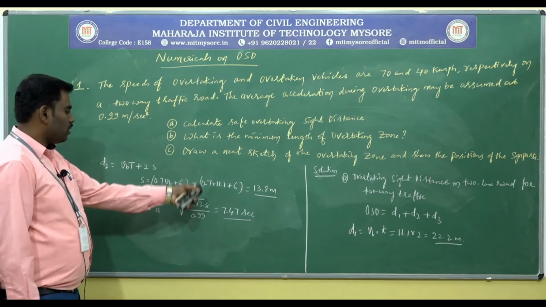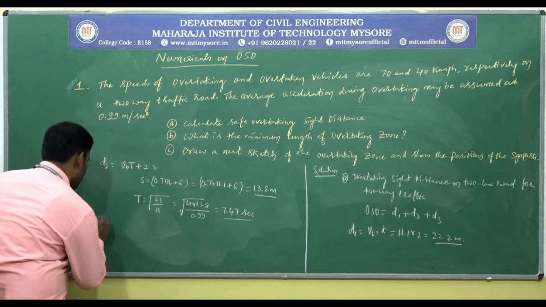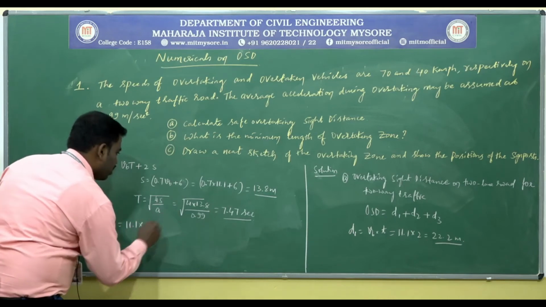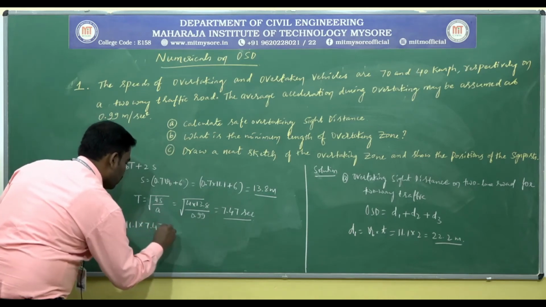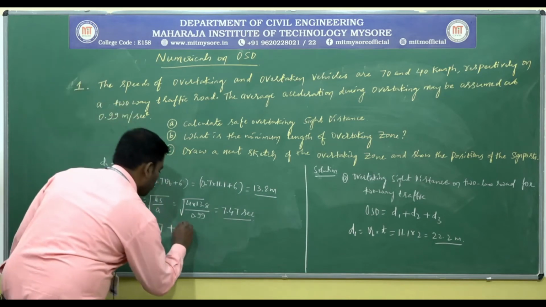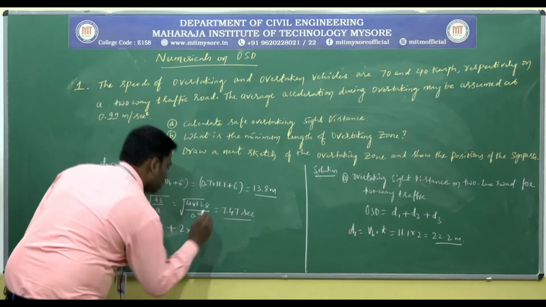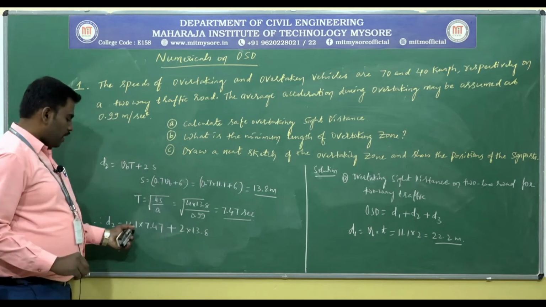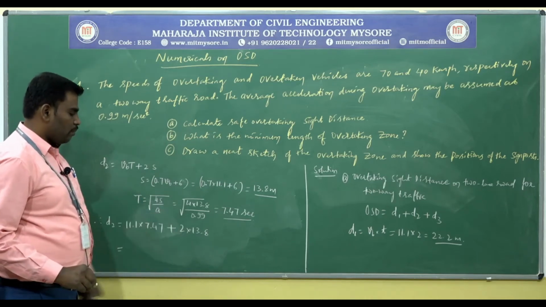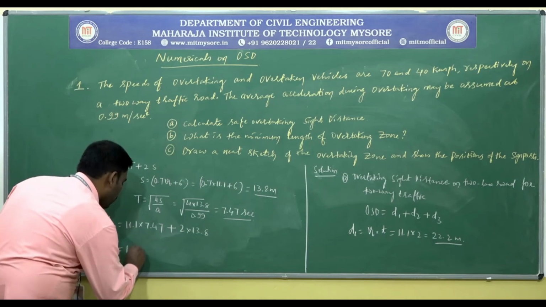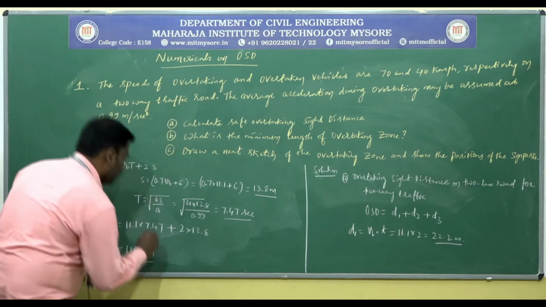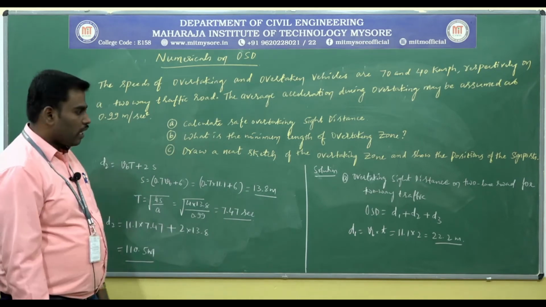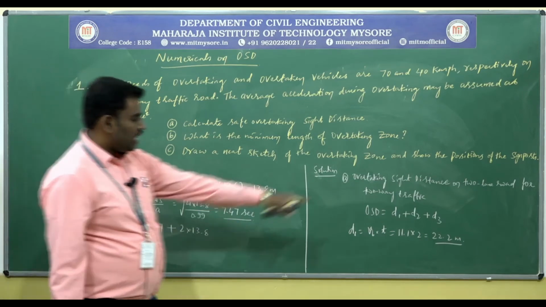Okay, then substitute the S and T in your D2. Therefore, D2 is equal to what? VB is 11.1 and T is 7.47, plus 2S, 2 into 13.8. 11.1 into 7.47 plus 2 into 13.8, you may get about 110.5 meter. Okay. Next, I'll move on to D3.